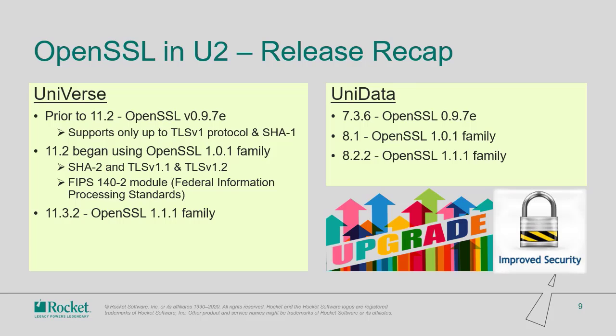The Unidata 8.1 release introduced OpenSSL 1.0.1. So again, you get SHA-2, TLS 1.1 and 1.2, and a FIPS module. And then our Unidata 8.2.2 release is planned to move to the OpenSSL 1.1.1 family.